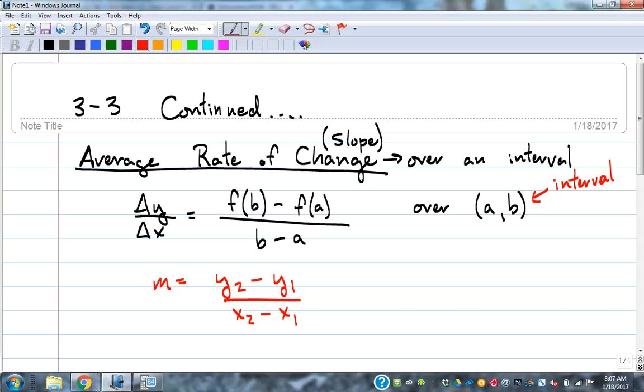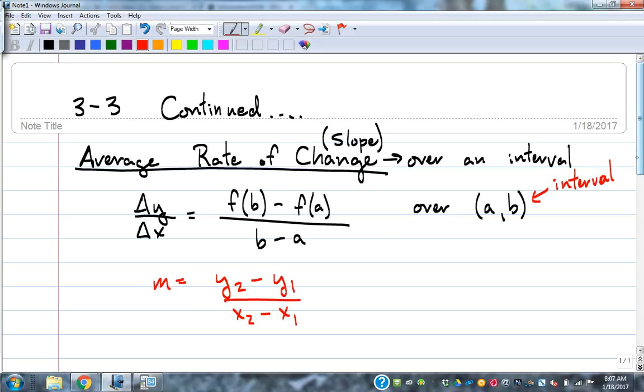Okay. They're not going to give you the two ordered pairs. They're going to give you the interval. They're going to give you the x values. You've got to find the y values to go with that, and then use the slope formula to find that average rate of change. And then we're going to use this to do something else called a secant line in just a minute. So really it's the slope formula is all it is. You just got to do the background work to get your ordered pairs sometimes.